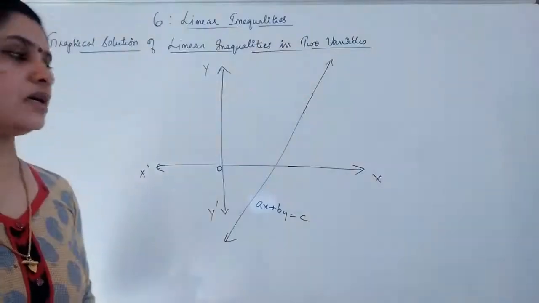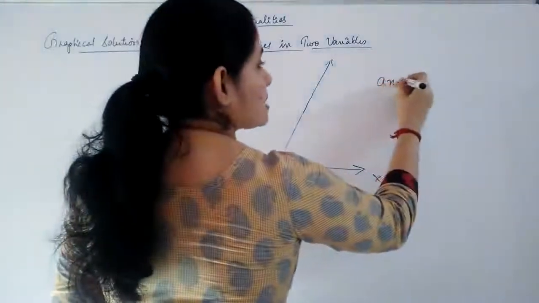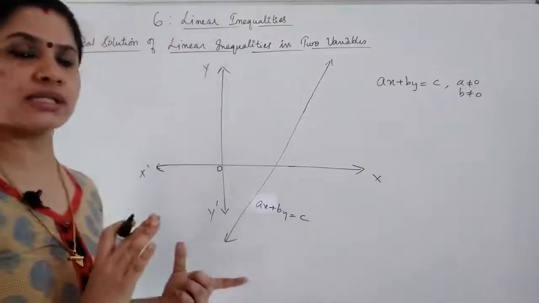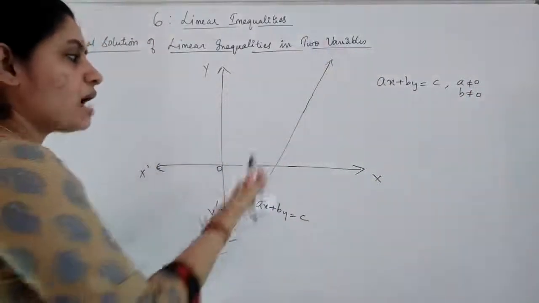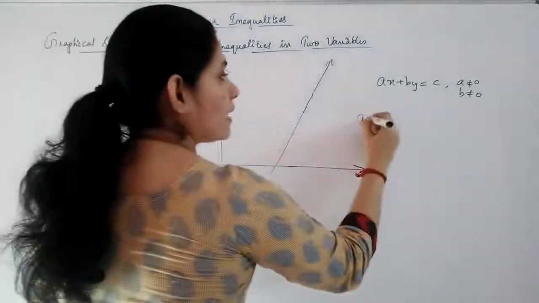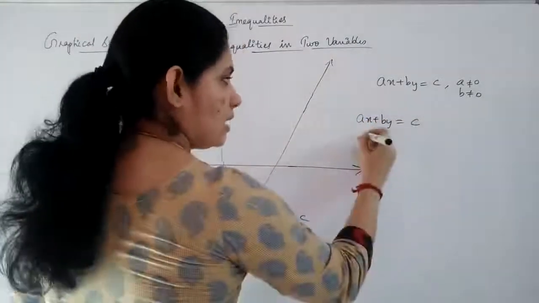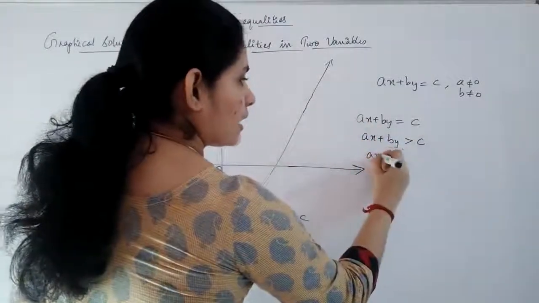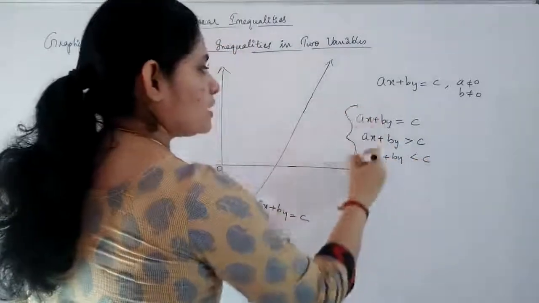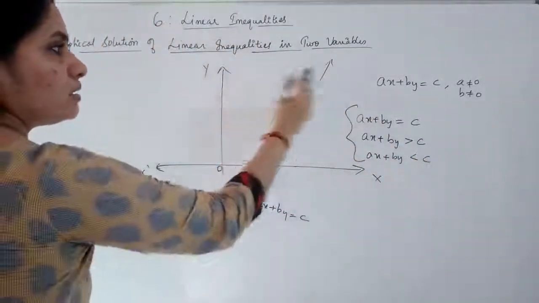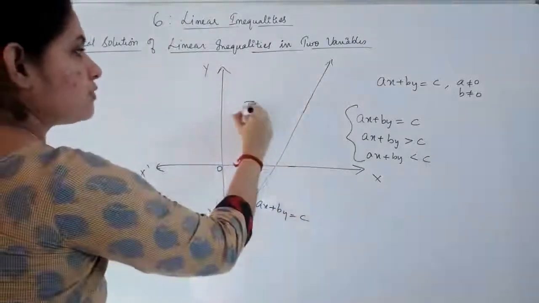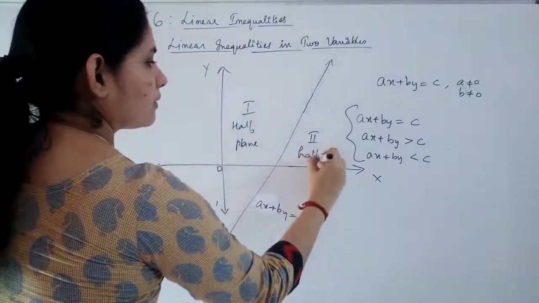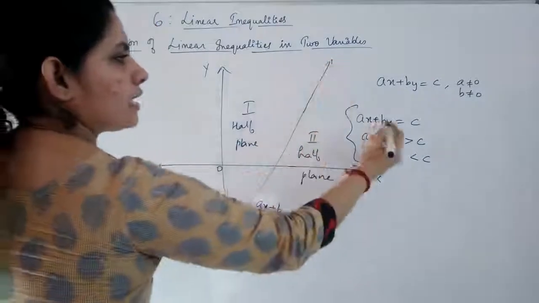Now for any equation ax plus by equal to c, where a not equal to 0, b not equal to 0, you have three cases. That means after drawing that line you have three cases. Either you can have ax plus by equal to c, that means that line. Then you can have ax plus by greater than c, or ax plus by less than c. So for these three possibilities, you can have 1, 2 and 3 regions. Suppose this is your first half plane, this is your second half plane, and this is your ax plus by equal to c.